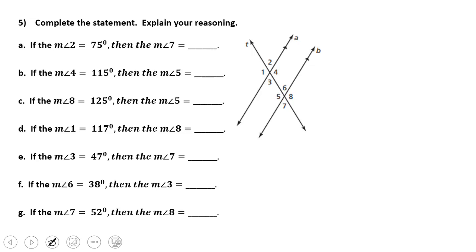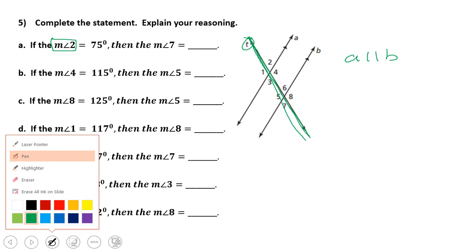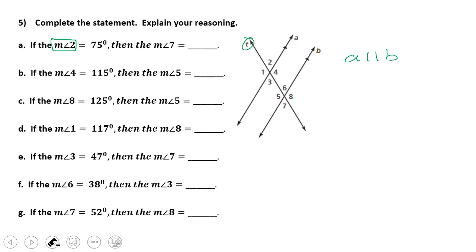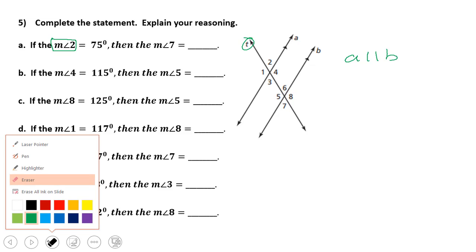If the measurement of angle 2, that's what this M means in front of the angle symbol. That means the measurement. If the measurement of angle 2 is 75 degrees, then the measurement of angle 7 is what? So I'm going to come over here. I see that A is parallel to B, cut by transversal T. I'm going to highlight my transversal.